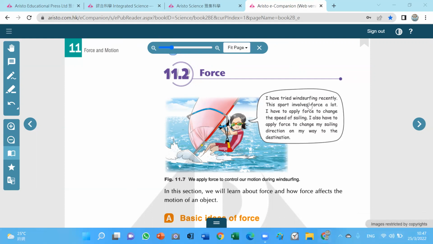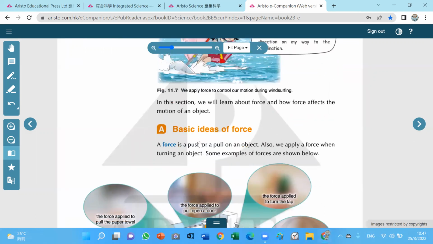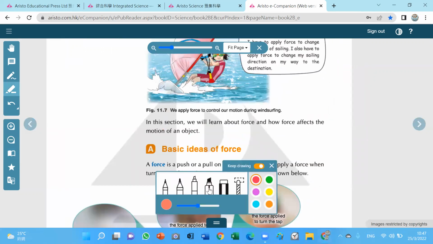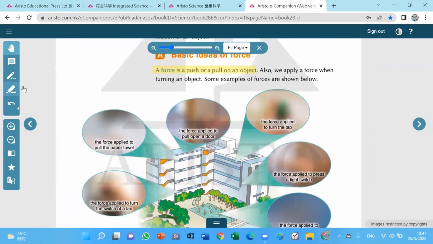So here I said I've tried windsurfing recently. So this sport involves force a lot. Okay, so in this session, we will learn about force and how force affects the motion of the object. So some basic idea: a force is a push or a pull of an object. Also, we apply a force when turning an object. So some examples are shown below.